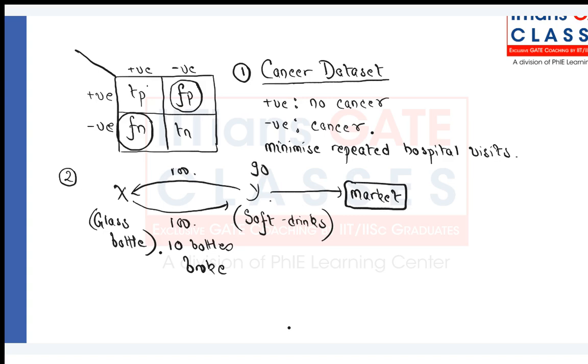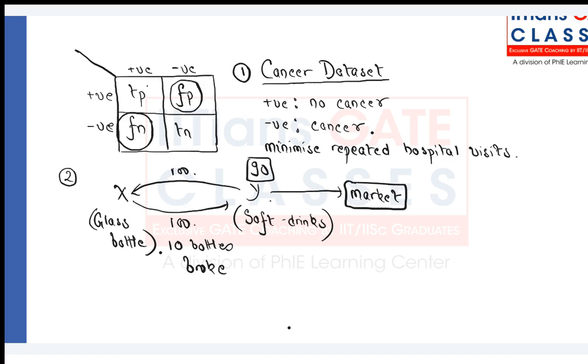Now, how much did Y pay for? Y paid for 100 bottles. How much did Y actually get? He got 90 bottles. Correct? So for the 10 bottles, why will Y pay, right? Those are crushed, those are gone, those are broken, right?